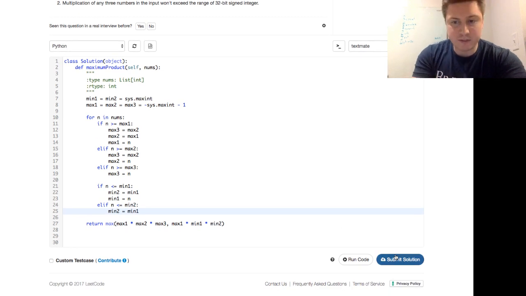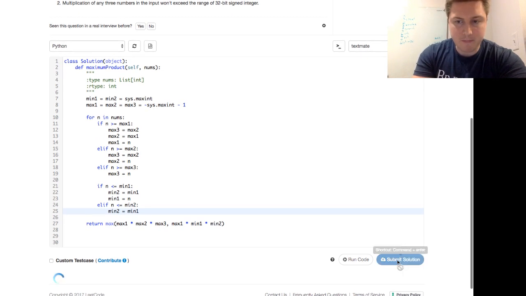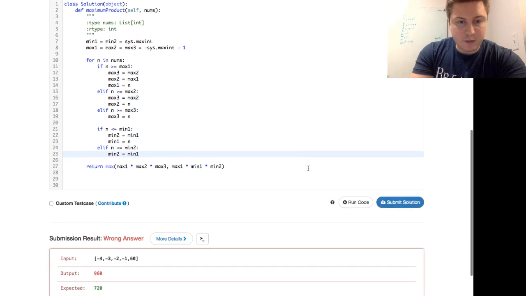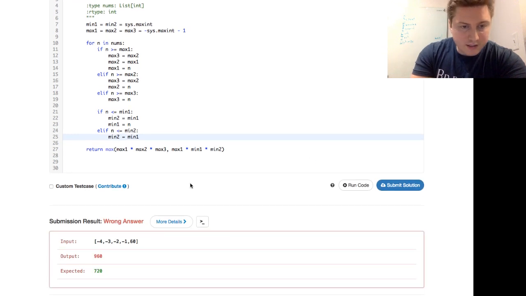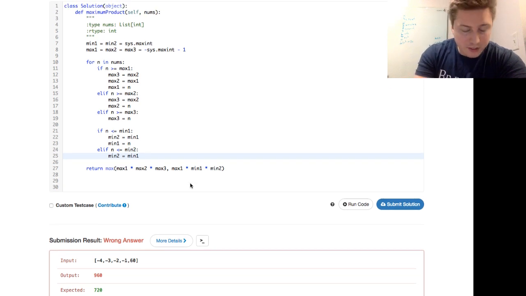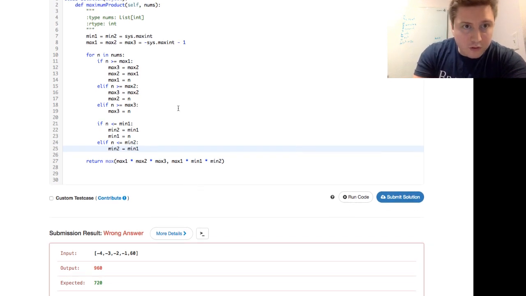And we have a little bit of time to debug if we still have some problems. And we get a wrong answer. So 960 times 720. So we don't have a ton of time. I may have to go to some solutions first, but let's see if we can debug this. So min 1 equals min 2 system max n.